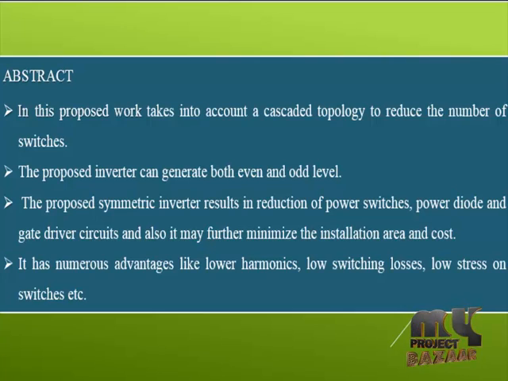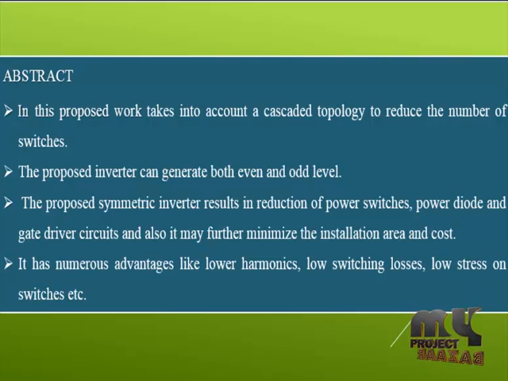Multi-level inverter has gained popularity in various fields like photovoltaic systems, HVDC systems, FACTS devices, industrial drives, etc. It has numerous advantages like lower harmonics, low switching losses, low stress on switches, etc. There are different topologies available like neutral point or diode clamped inverter, flying capacitor inverter, etc., each having its own advantages and disadvantages.